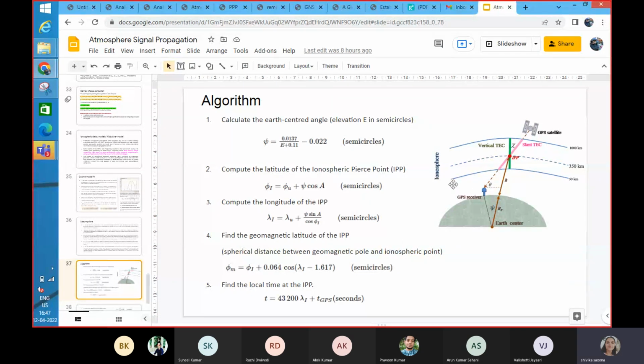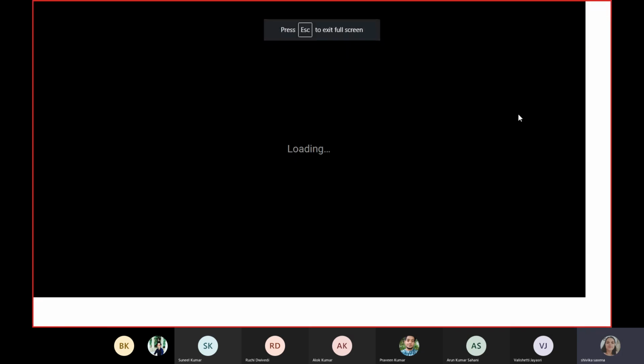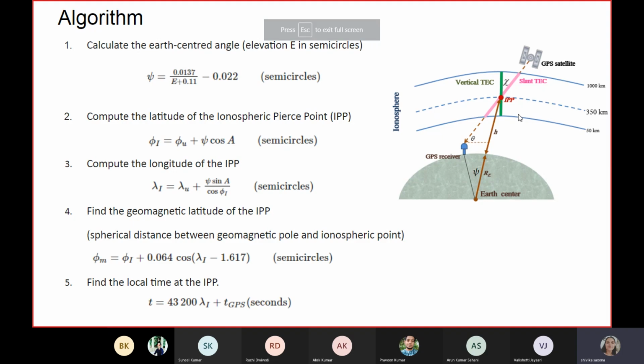Hello, sorry for the interruption. So in this algorithm of the Klobuchar model, we are assuming the ionosphere activity to be concentrated at a mean ionospheric height of 350 kilometers, and when the signal from the GPS satellite pierces this mean height, that point is known as the ionospheric pierce point, represented by this red dot, IPP.